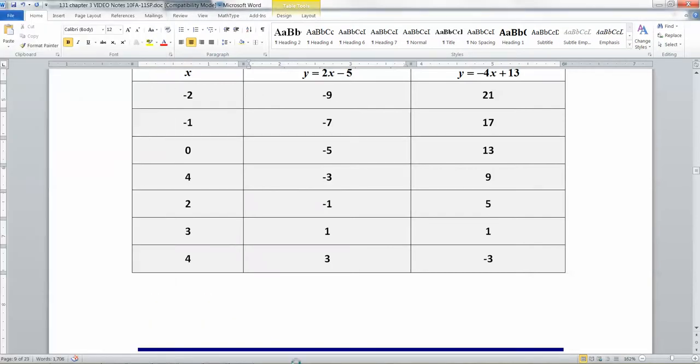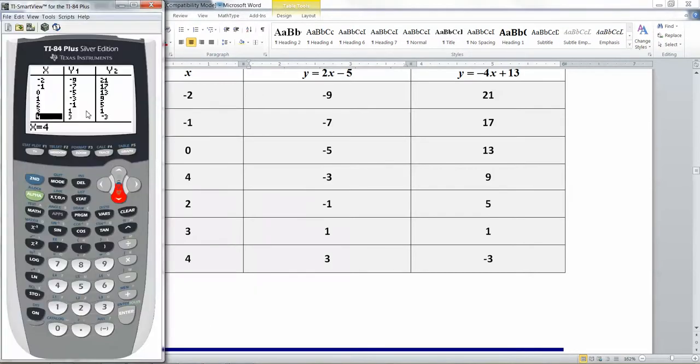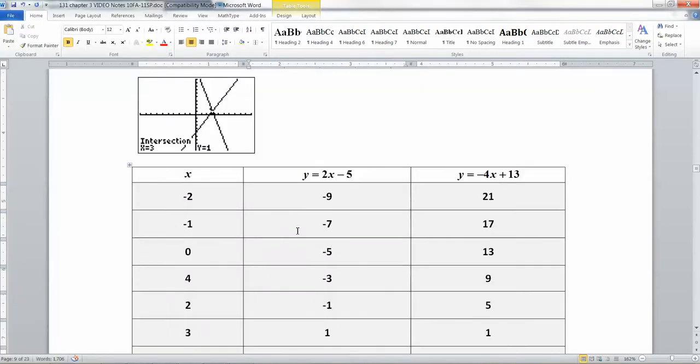Negative 2 went with negative 9. Sorry, negative 2 went with negative 9 for y1, but with 21 for y2. See it right there? Negative 1 goes with negative 7 for y1 and 17, and so on. What I'm doing is I'm getting a table for 2x minus 5.